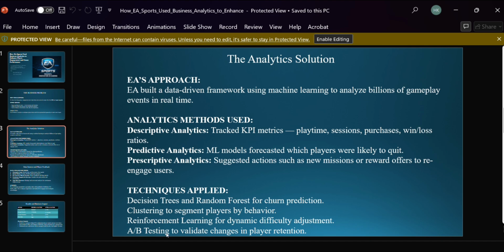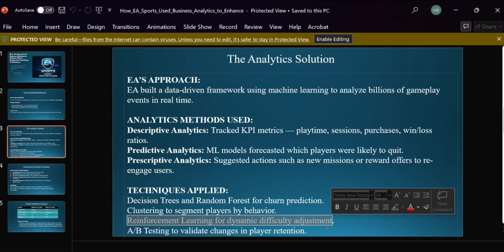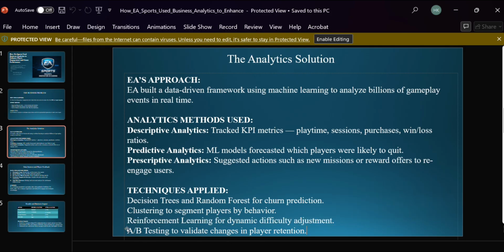EA also used reinforcement learning to dynamically adjust difficulty levels, ensuring the game remained challenging but not frustrating. And before any major changes went live, EA ran A/B tests to compare the new feature against the old one, measuring how much it improved engagement or retention. In short, analytics became EA's invisible game designer, always learning, predicting, and optimizing.